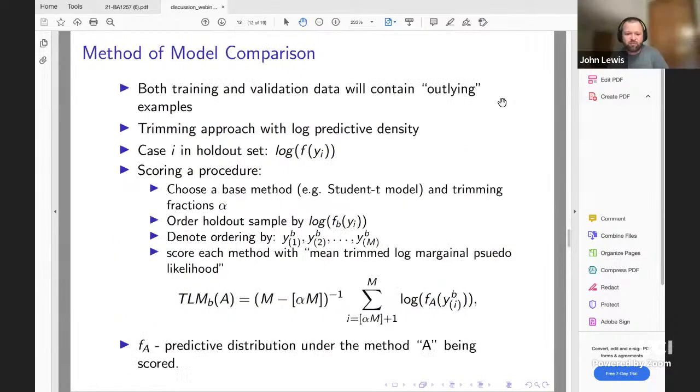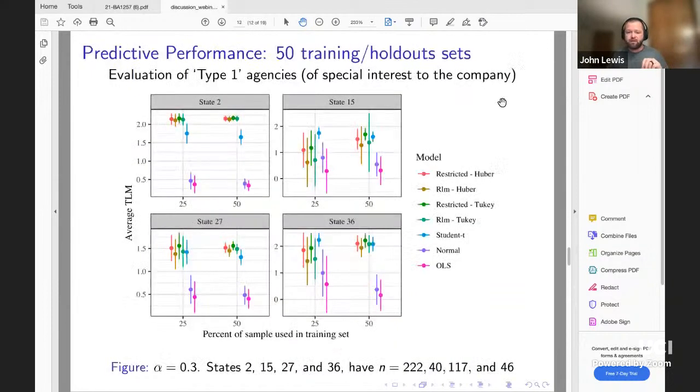Okay, let me skip over the model evaluation. Let's just say that we did a model evaluation that accounted for the fact that there were so-called outliers in both the training and testing sets. And here are some results of the state level regression. Just real quickly, the x-axis defines how much we had in the training set, the percent of samples used in the training set. This was 25% and 50%, and the rest was in the holdout or evaluation set.